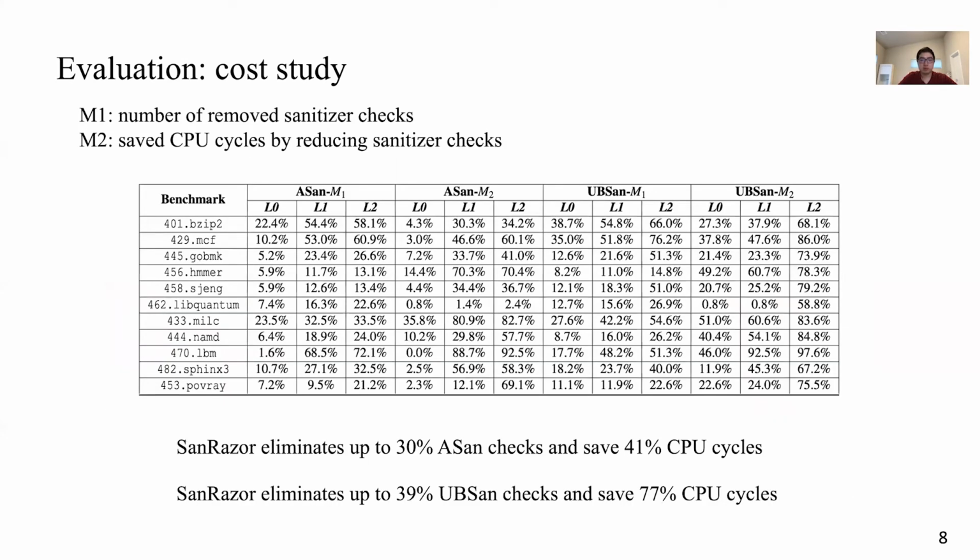We also report the number of removed sanitizer checks and the saved CPU cycles by reducing the sanitizer checks. As shown in this table, SanRazor eliminates up to 30% AddressSanitizer checks, which saves 41% CPU cycles. It can also eliminate up to 39% UndefinedBehaviorSanitizer checks and saves 77% CPU cycles.